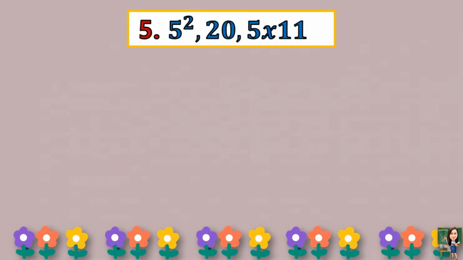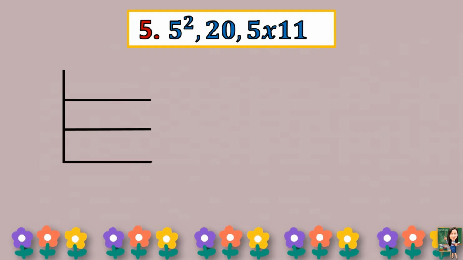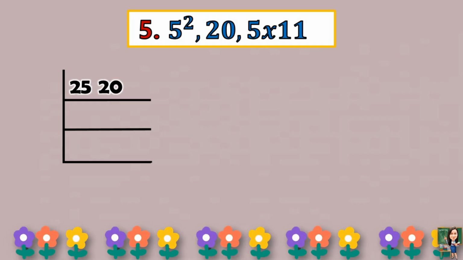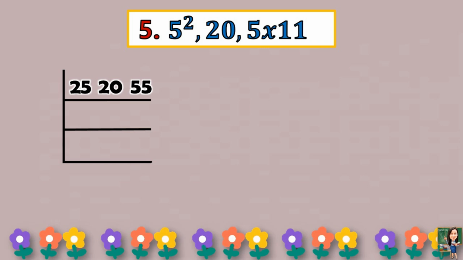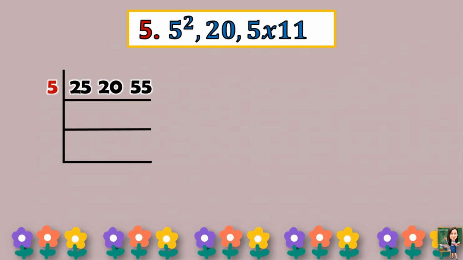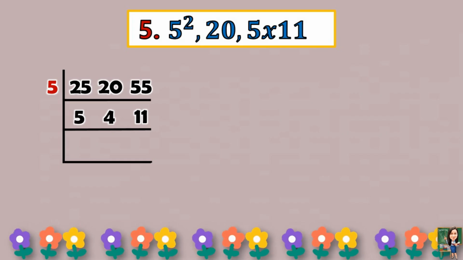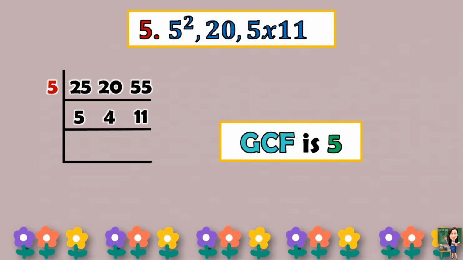Number 5. 5 squared, 20, 5 times 11. 5 times 5 equals 25. Copy 20. 5 times 11 equals 55. 25, 20, and 55 are divisible by 5. 25 divided by 5 equals 5. 20 divided by 5 equals 4. 55 divided by 5 equals 11. So therefore, the greatest common factor of 25, 20, and 55 is 5.